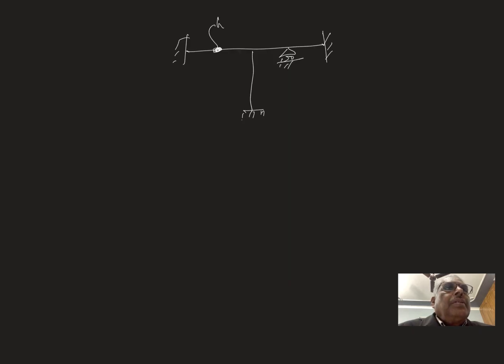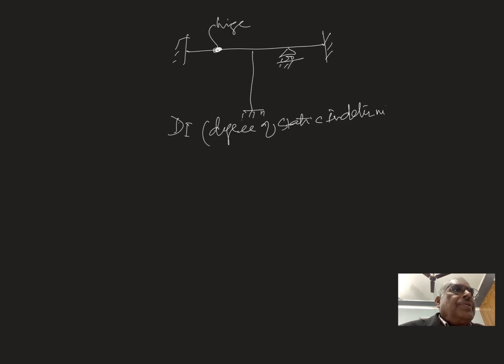Now come to the second problem, which is on degree of static indeterminacy. Suppose this is the structure and this is the hinge. You have to find out the degree of static indeterminacy.